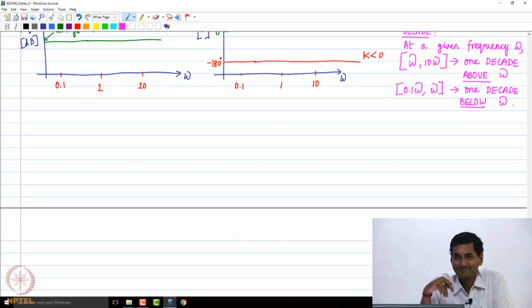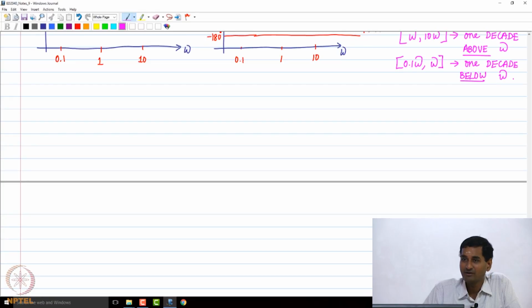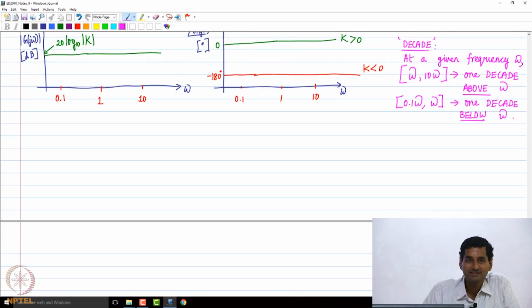We will see. When we plot the Bode diagram, we will figure out what we are going to essentially get out of it, right? So please wait for maybe some more time. Maybe next class we will be able to figure out why it is done.